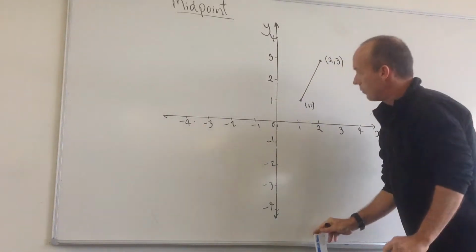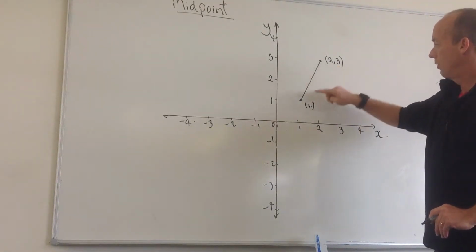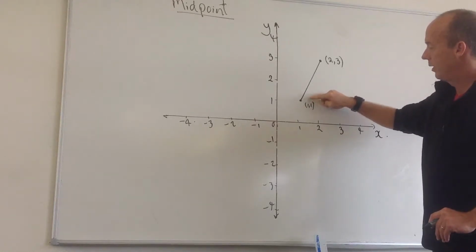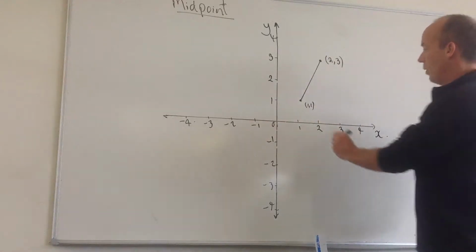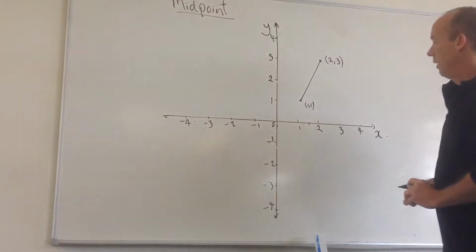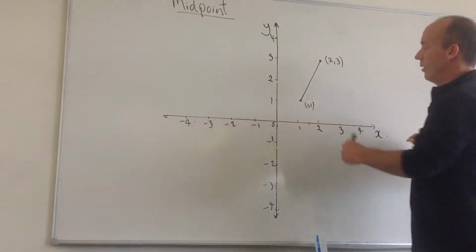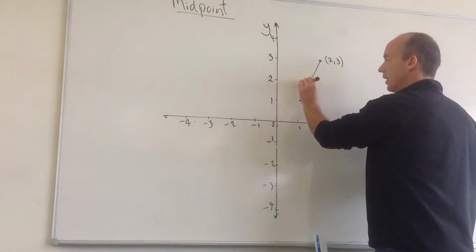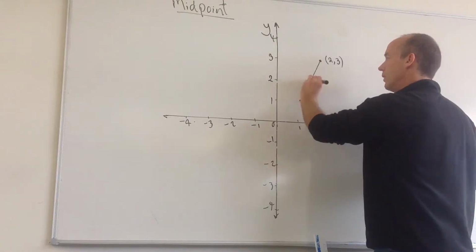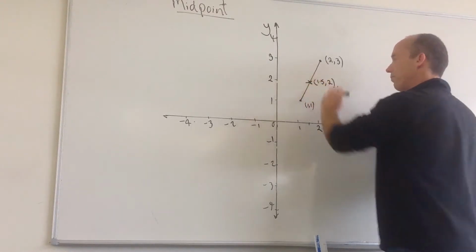So to do that, really what I'm doing is taking the average, the halfway point between the two x values. So the halfway point between 1 and 2 will be 1.5. So that's going to be about there. And I'll do the same thing with y values. I take the halfway point between 1 and 3. And halfway between 1 and 3 is 2. So this point here, which is the midpoint, will be at the point 1.5 and 2.